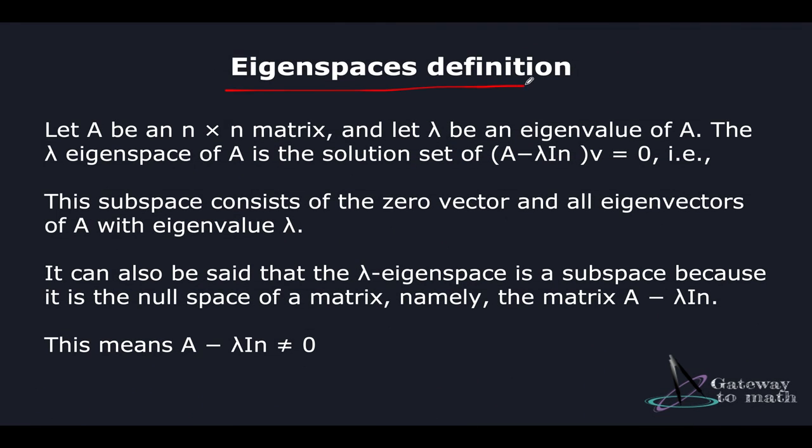So now let's get to the definition of eigenspaces. Very important definition, and I want us to really focus at this point. Alright, so let A be an n cross n matrix and let lambda be an eigenvalue of A. The lambda eigenspace of A is the solution set of (A minus lambda I n) multiplied with v equals 0. So it will be all possible values of the vector which will satisfy this equation, (A minus lambda I n) multiplied with v equals 0. It will be the solution set. That was the mathematical way of saying what an eigenspace is.